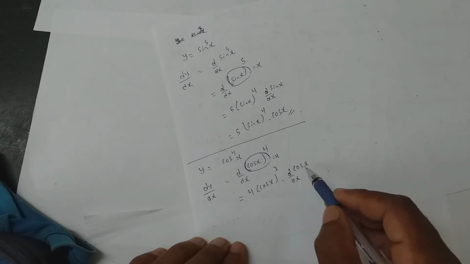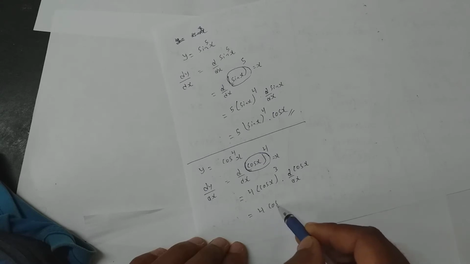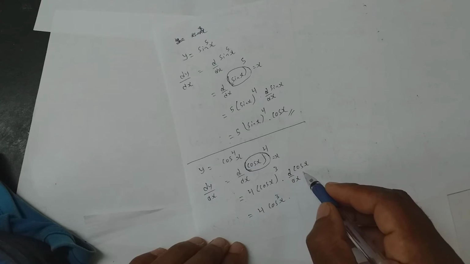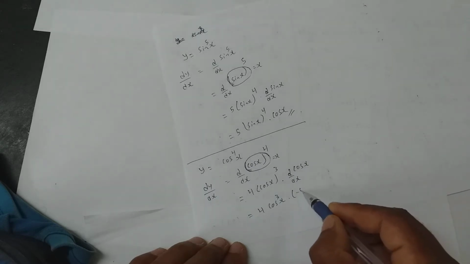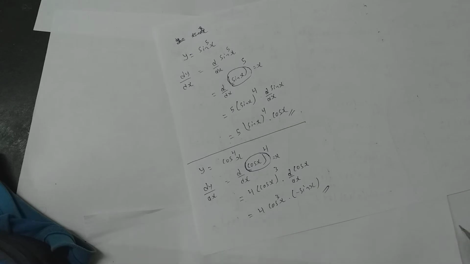Your entire A level is on this part only. So it becomes 4 into (cos x)^3, which can be written as cos^3 x, into d by dx of cos x, which is minus sin x. So this is the answer. Am I clear?